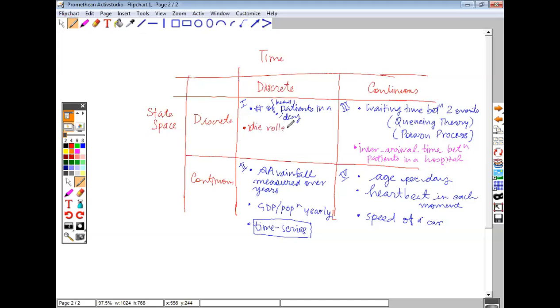And number of errors in a code for discrete and discrete. Yes, number of errors in a code, exactly. So I guess now you guys have gotten the hang of this thing, and now you can come up with a variety and multiple examples for this.